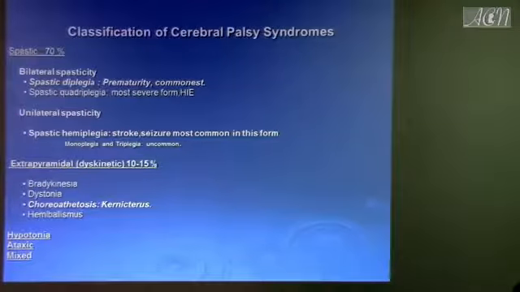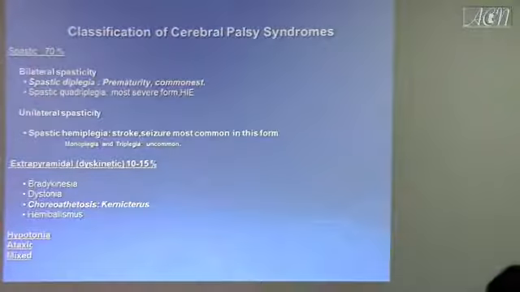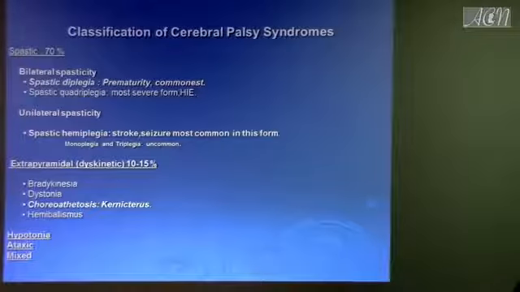Now, choreoathetosis, the most common cause for choreoathetoid disorder is kernicterus. It does not happen as much nowadays because we treat them with phototherapy, exchange transfusion, so we don't reach that level. Now there's the hypotonic, there's ataxic, and there's mixed form.